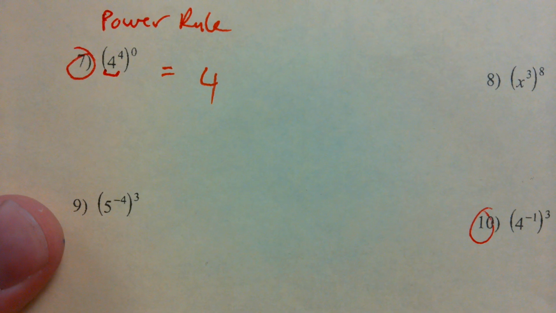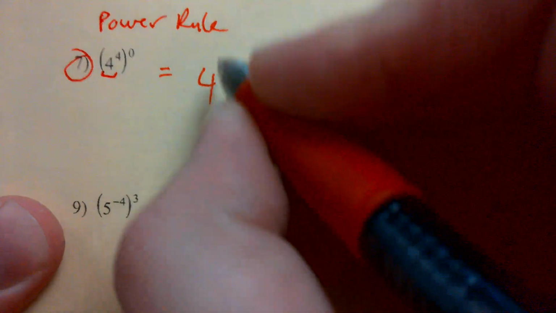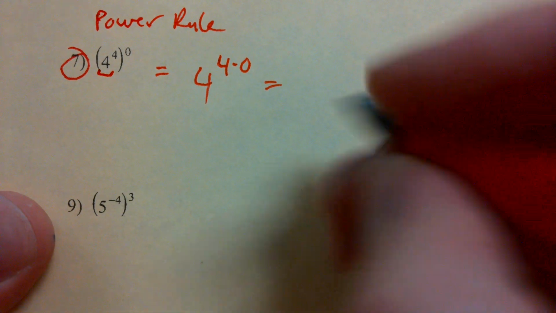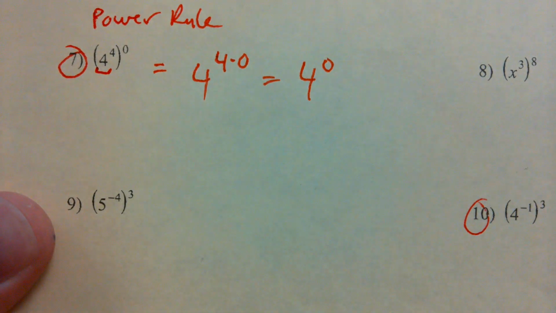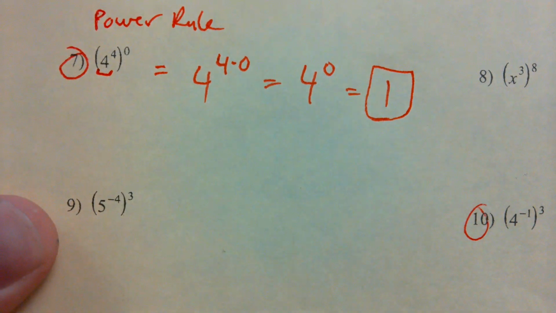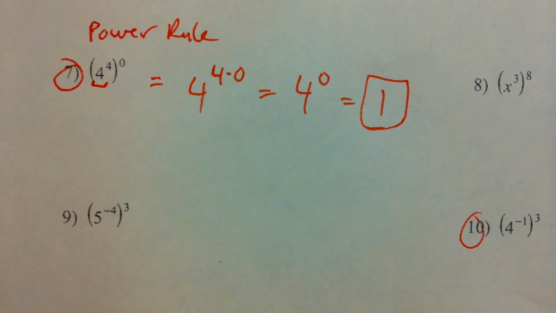Do we add them together? No, what do we do instead? We multiply them or times them. 4 times 0 gives us what? 0. And anything to the power of 0, Devin, is equal to? 1. That's right. Thank you, guys. 1 is what we get. Nice and simple.